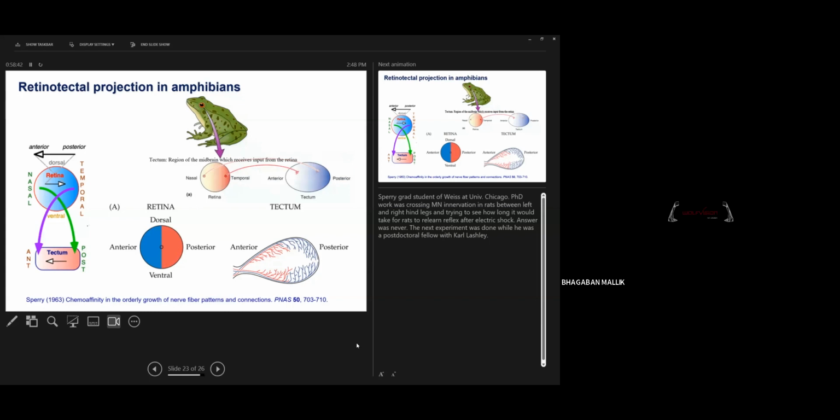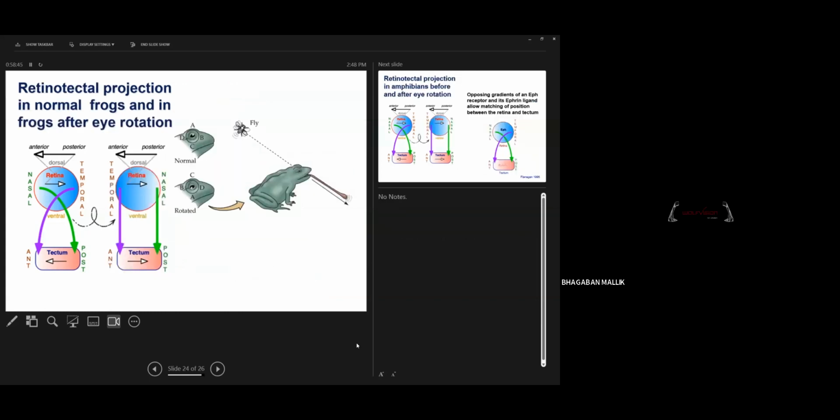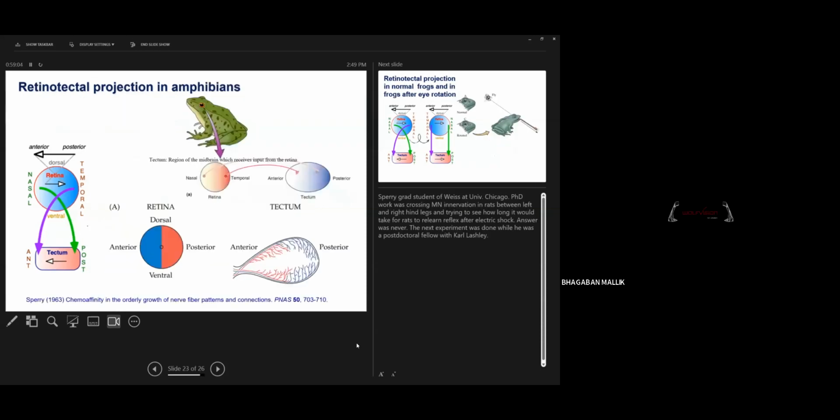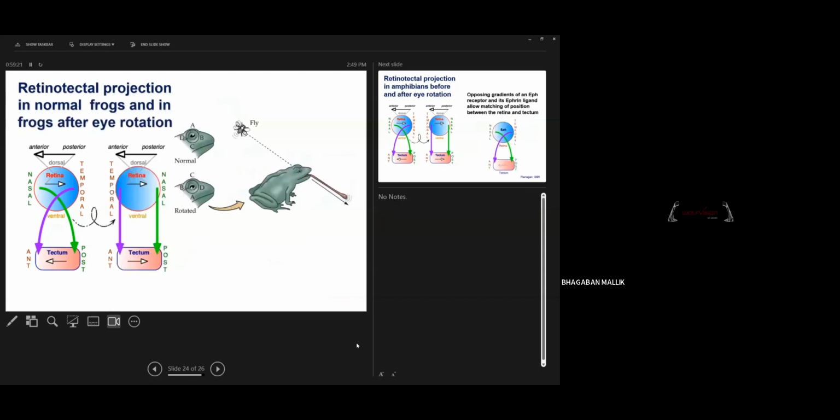So this is shown in another way. But when the frog encounters a kind of prey, the fly, it extends its tongue and then rotates its eye. Then you have a different arrangement of the projection of the neurons. The nasal neurons project to the posterior side of the tectum, and the temporal side projects to the anterior side. When it rotates its eye, the projection will be changed. That is what is shown here.